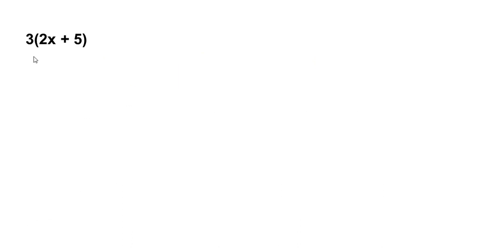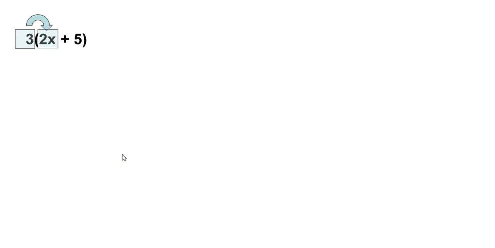Okay, so in this first example, we have a 3 outside parentheses, and I have to multiply it with each term inside parentheses. When I think of the distributive property, I think of Halloween, when you're handing out candy at the door, you distribute that candy to each person at the door. Or almost like the mailman, he's distributing the mail to each person's mailbox. So this 3 is going to do the same thing.